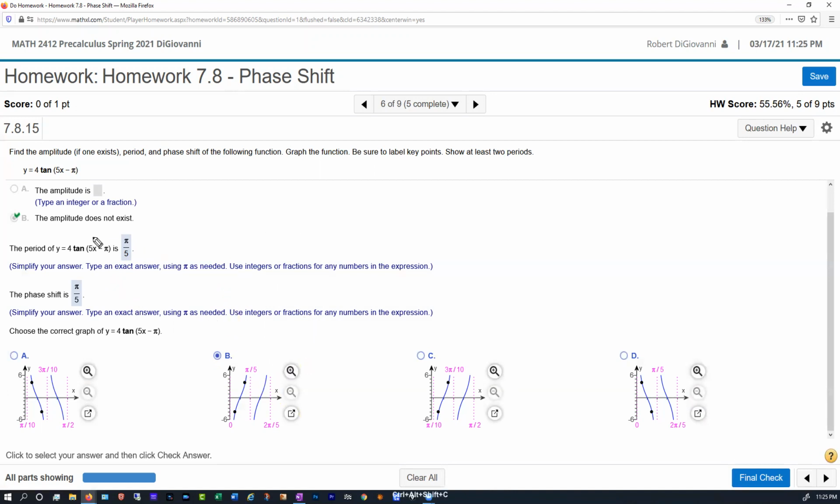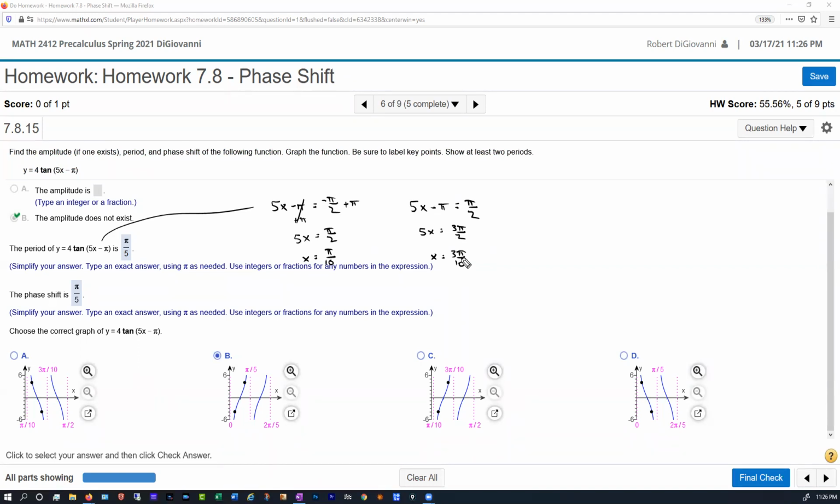Okay, that's all right. The way we graph tangents, we take 5x minus pi and set it equal to negative pi over 2, and 5x minus pi set equal to pi over 2. Add pi to both sides. You get 5x equals pi over 2, and divide by 5, you get pi over 10. Then over here, you add pi to both sides and get 3 pi over 2. Divide both sides by 5, and you get 3 pi over 10.